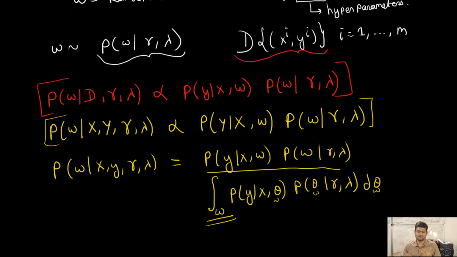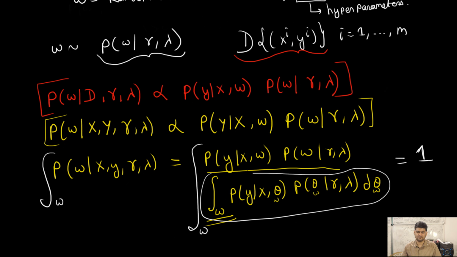Just for the sake of completeness, although this denominator doesn't play any role, it is just a normalization term. So with this normalization, if we now integrate this entire distribution over W, with the denominator, this will come out to be 1. Right. So this is just a normalization term. It doesn't play any role in the optimization formulation.